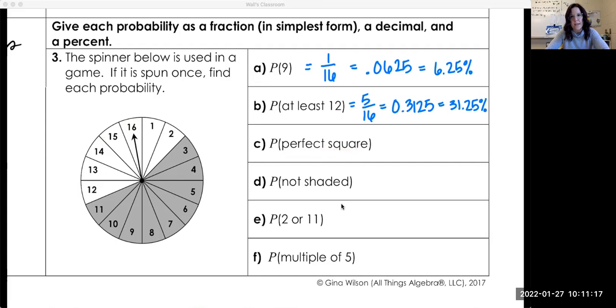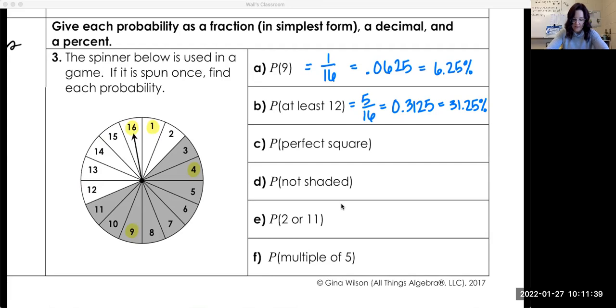What's the probability that we are going to spin a number that is a perfect square? Our perfect squares are the answers we get when we multiply a counting number by itself. 1 times 1 would give us a perfect square of 1. 2 times 2 gives us the perfect square 4. 3 times 3 gives us the perfect square 9. And 4 times 4 gives us the perfect square 16. Anything bigger than that is not going to be on our spinner.